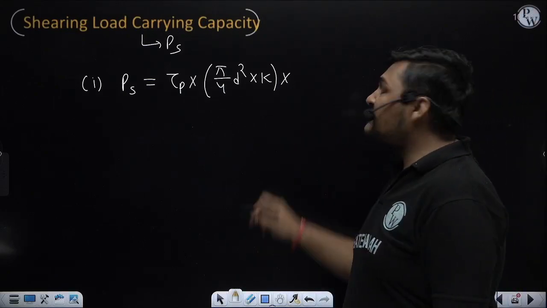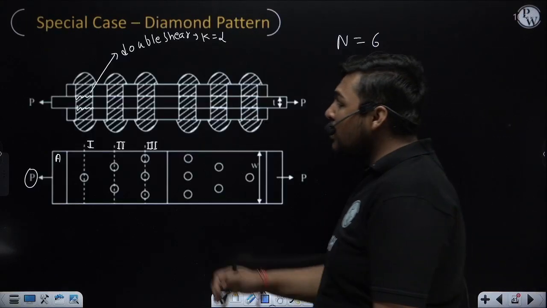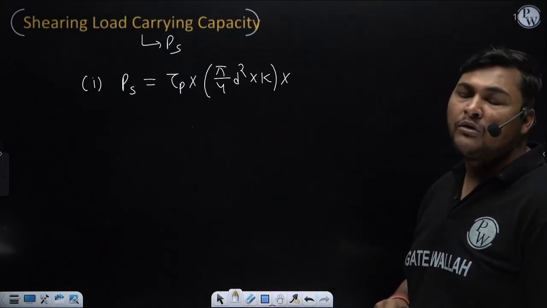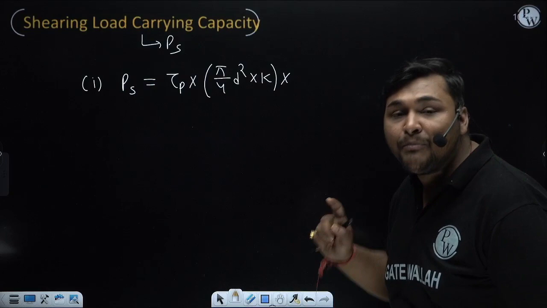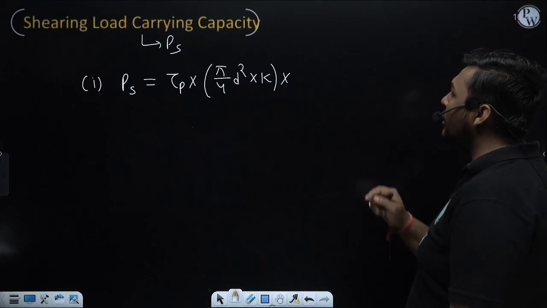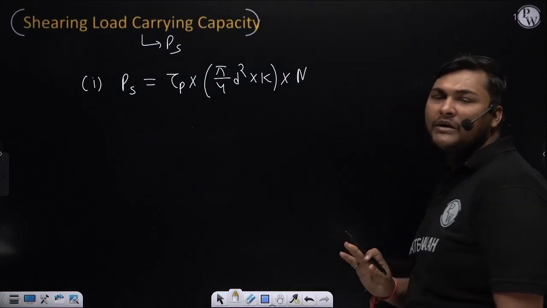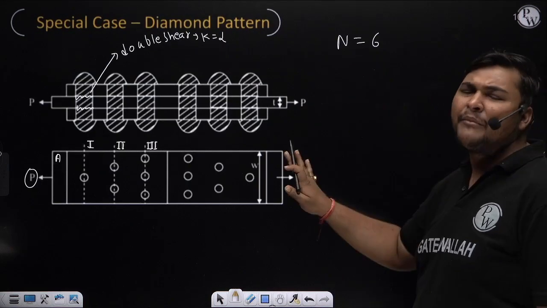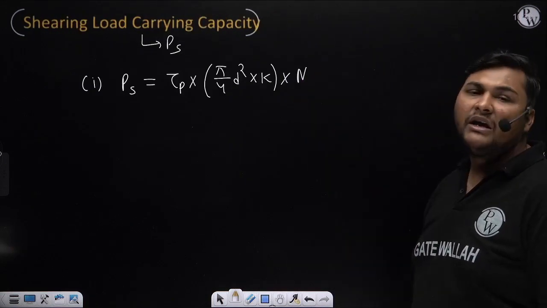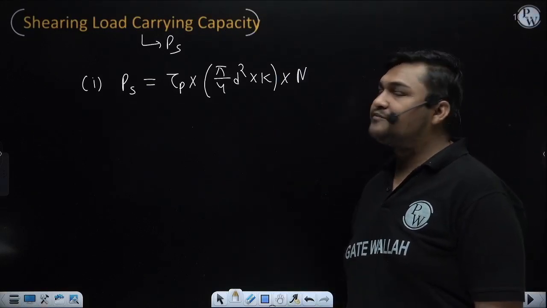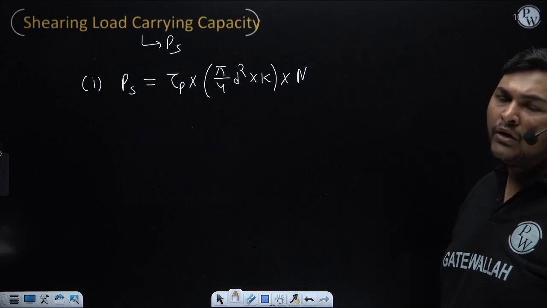Into, when shearing failure occurs, shearing of all rivets in the plate is occurring. So we have to multiply this with the number of rivets per plate. Right now for this question the number of rivets per plate is 6, so the value of capital N is 6. I have already written it, but right now I am not solving the numerical, that's why I have written it like this. Capital N is the number of rivets per plate. Means same expression to calculate shearing load capacity.